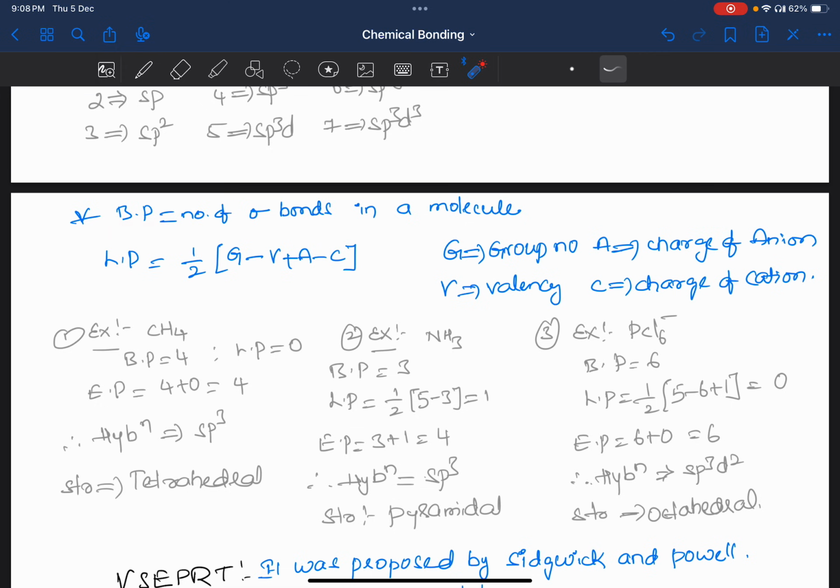Bond pairs are equal to what? The number of sigma bonds in a molecule. Number of sigma bonds only. We will not take up pi bonds. So the number of sigma bonds only is equal to bond pairs.